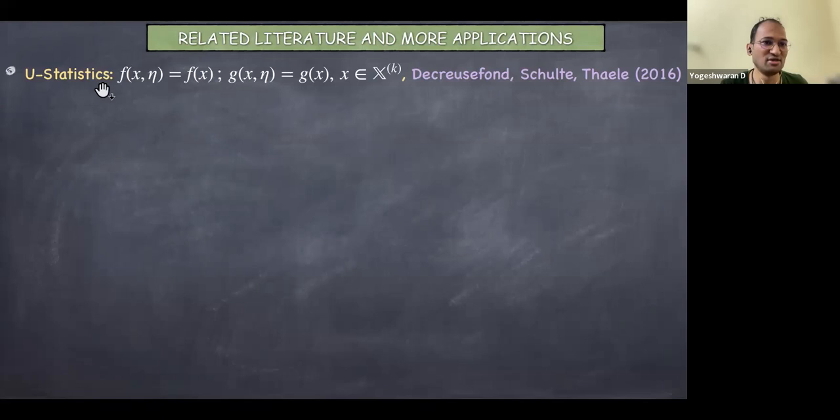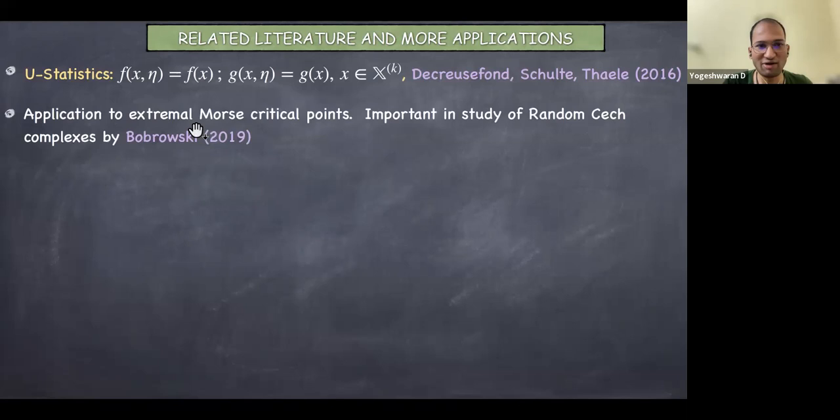This was an earlier result due to Laurent de Croissant, Matthias Schulte, and Christoph Thaler. And our results we have also applied to extremal Morse critical points. In fact, that was our motivating question. And this is used by Omer Bobrowski in the study of random topology.